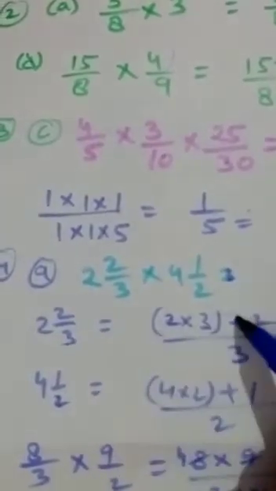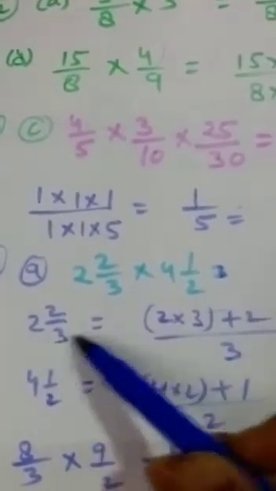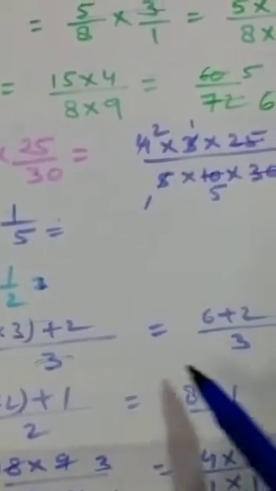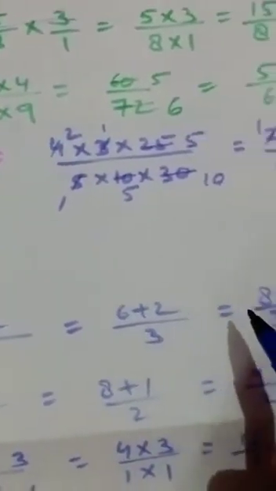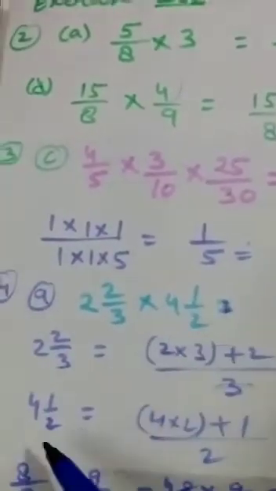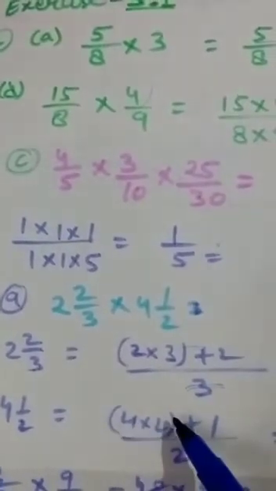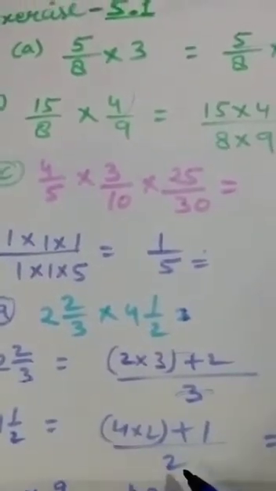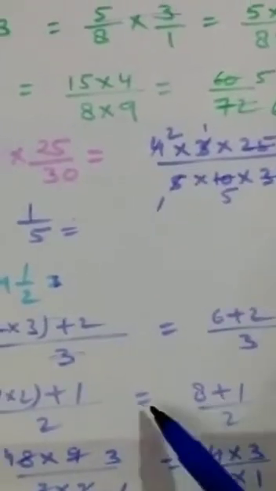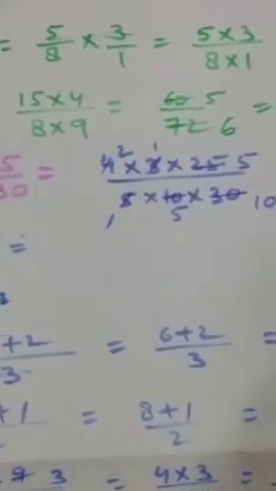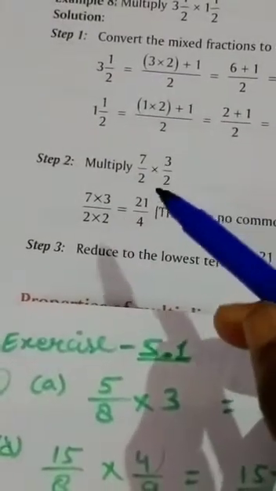2 into 3 plus 2 upon 3. 2 threes are 6, plus 2 upon 3. 6 plus 2 becomes 8 upon 3. Take the second number, 4 whole 1 upon 2. 4 twos are 8: 4 into 2 plus 1 upon 2. 4 twos are 8, plus 1 upon 2. So here is 9 upon 2. Step two: multiply.